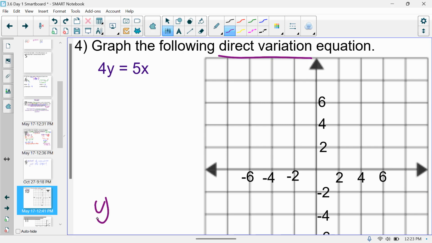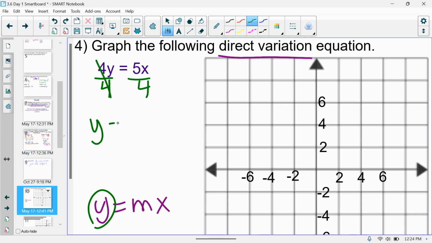It's already telling us that it's direct variation, but direct variation looks like this. It has y alone. So we have to get rid of this 4 first. 4 divided by 4 is 1, right? So we go and do 5 divided by 4 on our calculator. You should get 1.25. I don't want a decimal, I want a fraction, because that's our slope, right? That's our m.